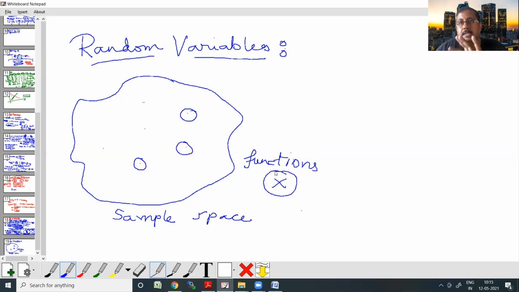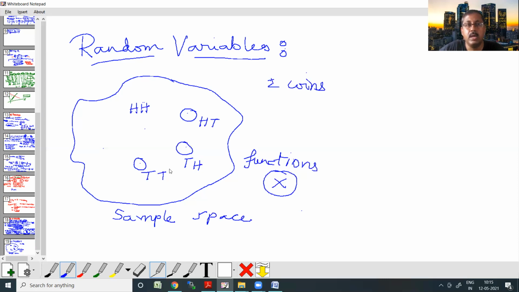Let me take an example so that it's very clear for all of us. Let me take the example of the random experiment where two coins are tossed. What can be the sample points? The sample points can be a head and a head, a head and a tail, a tail and a head, or a tail and a tail. This is when we have two coins.